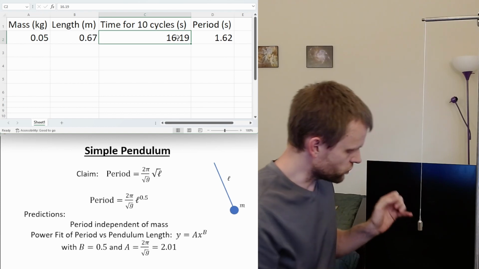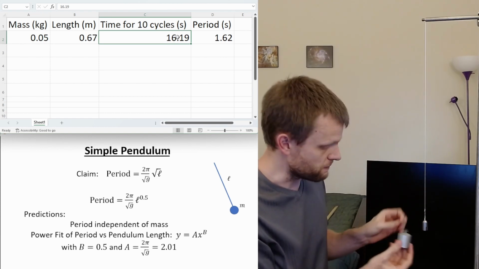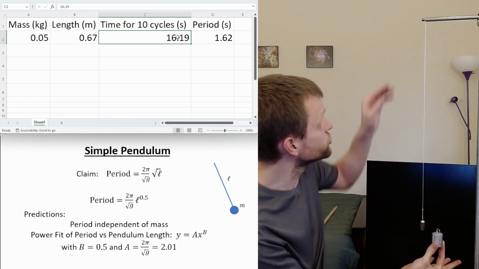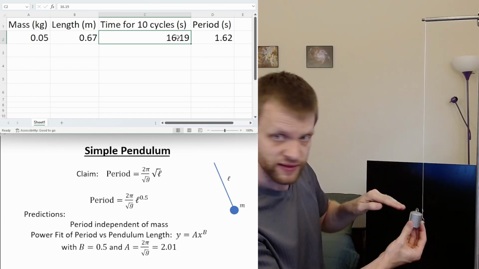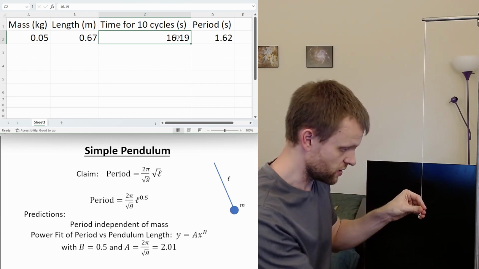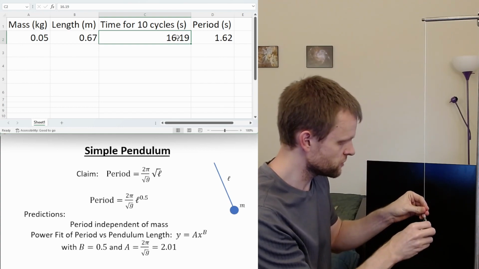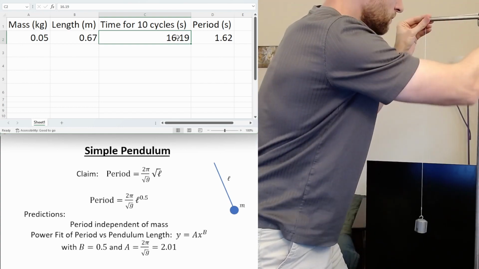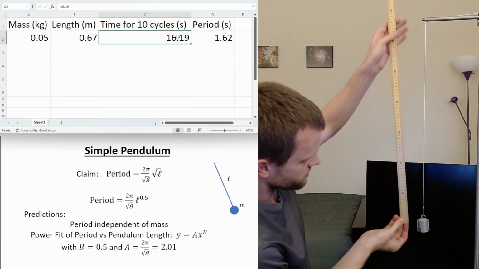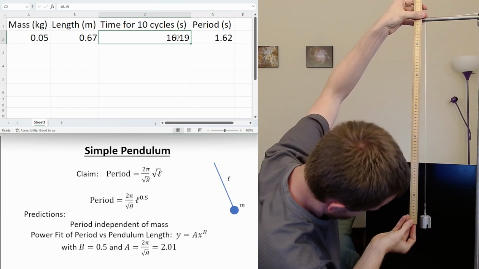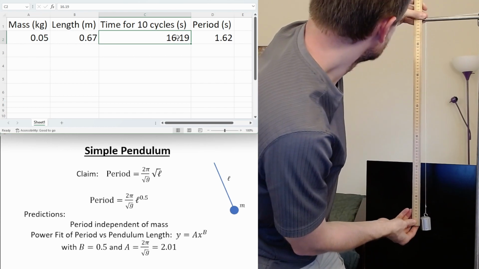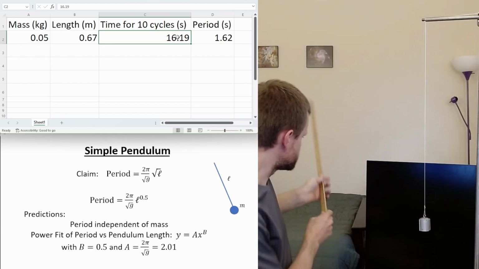So I'm going to switch out this 50 gram mass for a 200 gram mass. Notice that this mass is a little bit longer, so I'm going to shorten the string slightly so that, again, the distance to the center of this mass is still 0.67 meters. Sorry, 0.67 meters. So let me switch that up. Okay, so let's check this length, again to the center of the mass. Yeah, right around 0.67 meters.